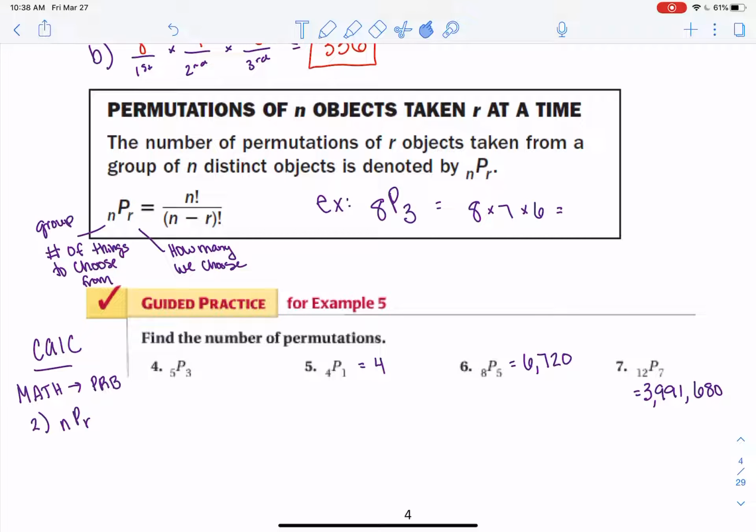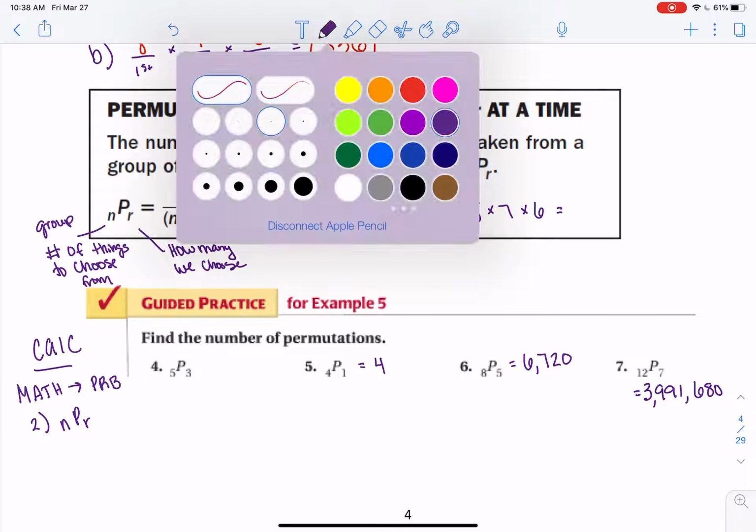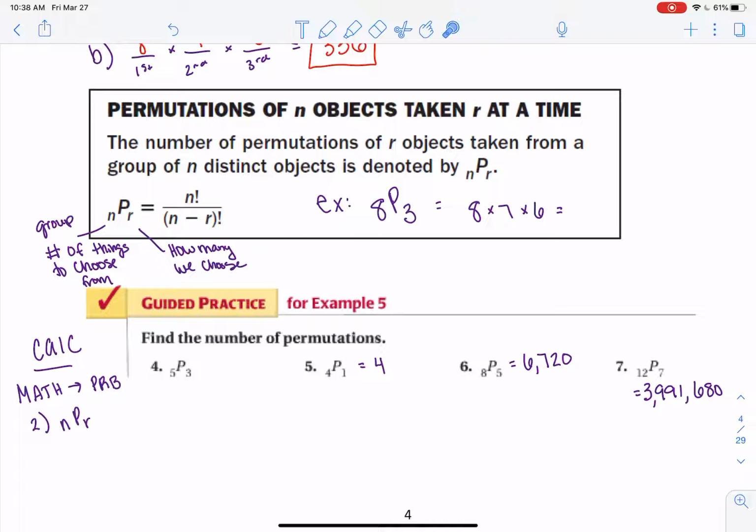The next piece that we are going to talk about is permutations of n objects taken r at a time. We have this formula here, but we use a different notation, especially within our calculator. This is our formula, n factorial over n minus r factorial. But this is the notation that we use most often, especially with our calculators. N is our group, the number of things to choose from. And R is how many we're going to choose.